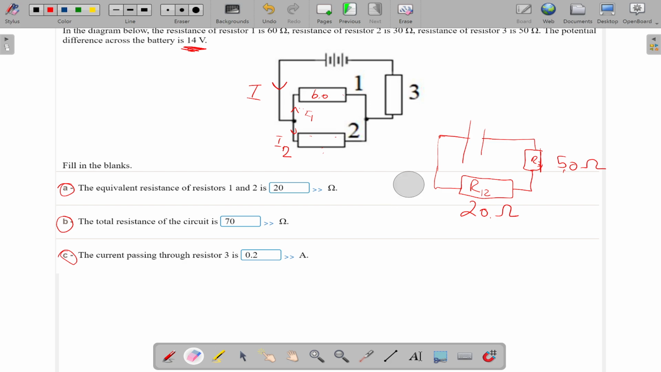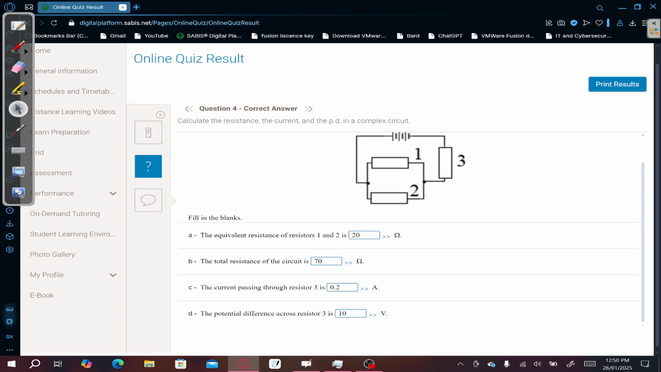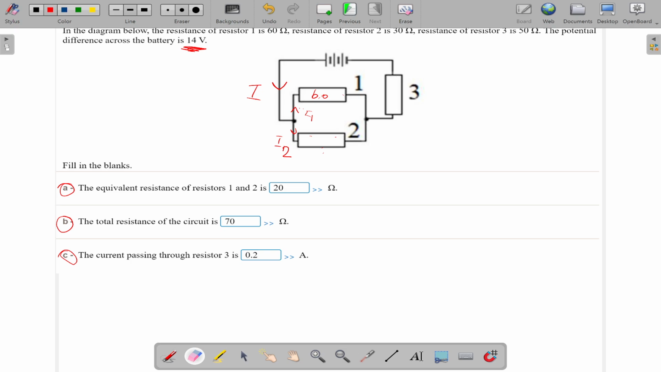Now for part D, the potential difference across resistor 3. So they want the voltage at this point here. So they want here, V3, let's say. Okay, we're gonna change. We're gonna draw back our series circuit.